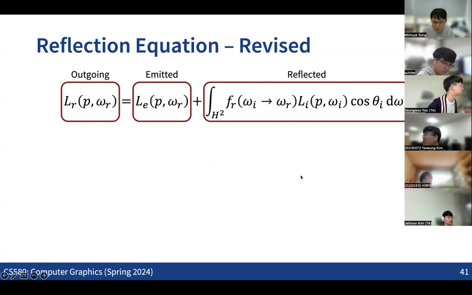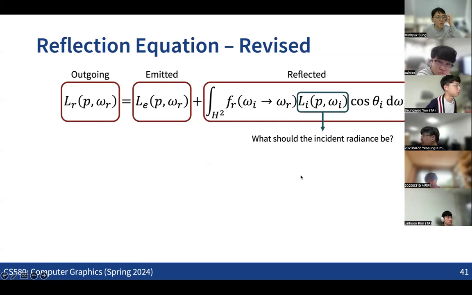So in global illumination, the question is what the incident radiance should be, right? So we separate this from the outgoing radiance of the previous case.